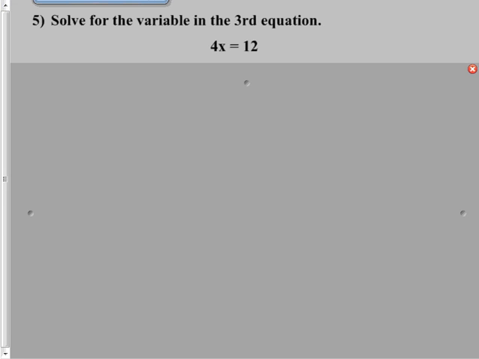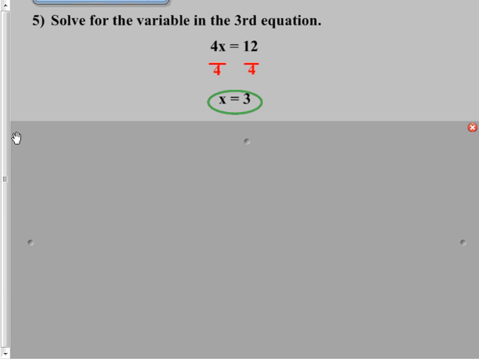Okay. Now step 5 tells us that we should take this equation that we just figured out, 4x equals 12, and we should solve for whatever variable is in it. Obviously it is x. We have 4 x's, but we don't want 4, we only want 1. So we will divide both sides by 4, and that will give us x equals 3.